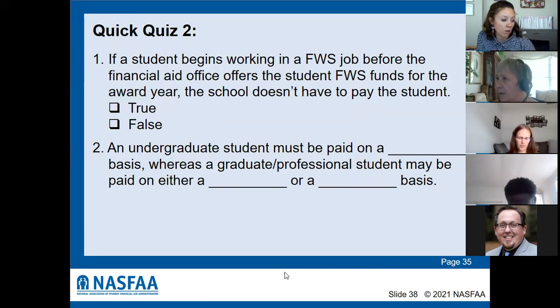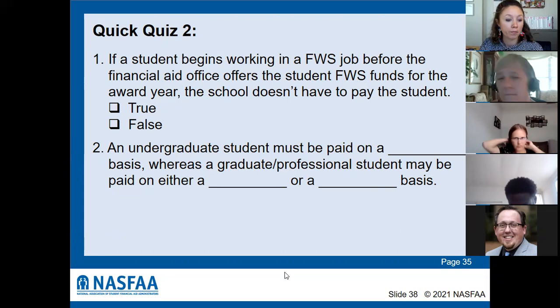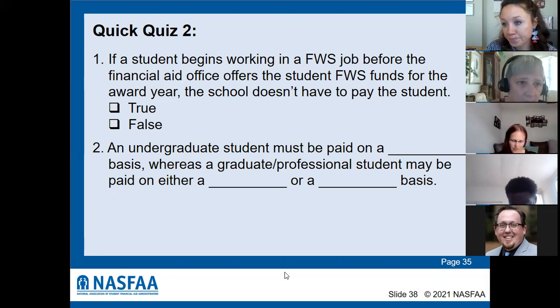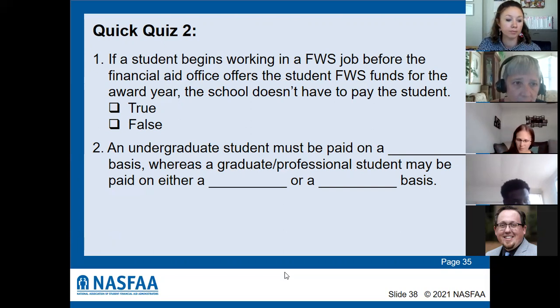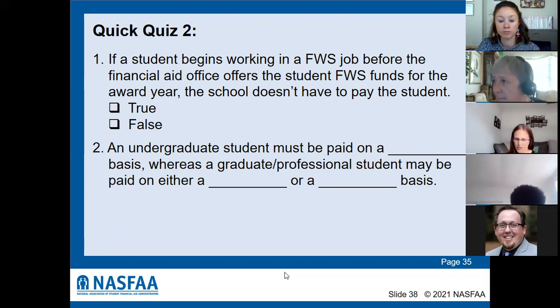So we're going to do a few questions. If a student begins working in a federal work study job before the financial aid office offers the student federal work study funds for the award year, the school doesn't have to pay the student. Is this true or false? False. Great, this is false, because like a regular job, the student earns federal work study wages when he or she performs the work. An undergraduate student must be paid on a blank basis, whereas a graduate professional student may be paid either on a blank or blank basis.